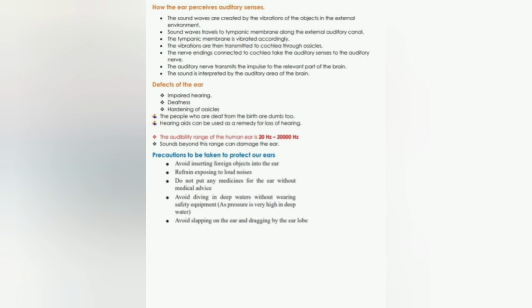Refrain from exposing to loud noises. Do not put any medicines for the ear without medical advice. Avoid diving in deep waters without wearing safety equipment because the pressure is very high in deep water. Avoid slapping on the ear and dragging by the earlobe.